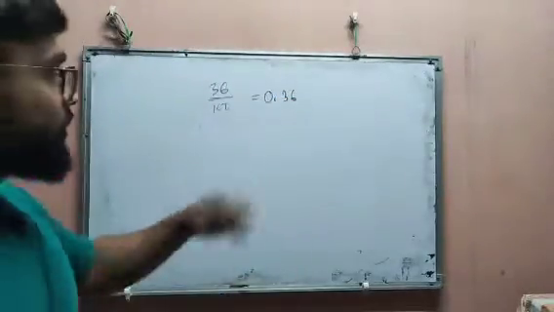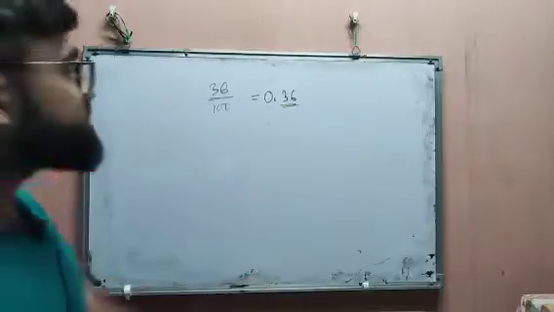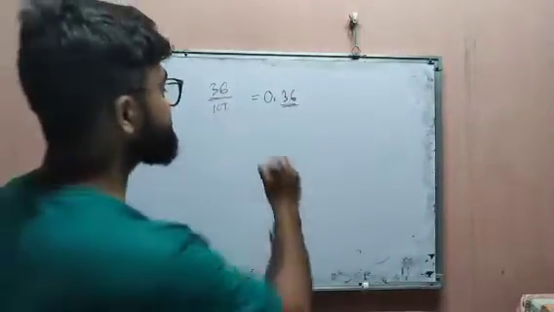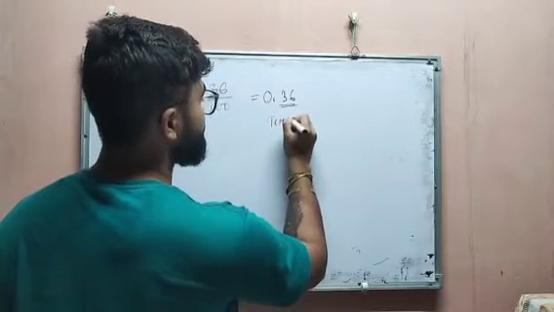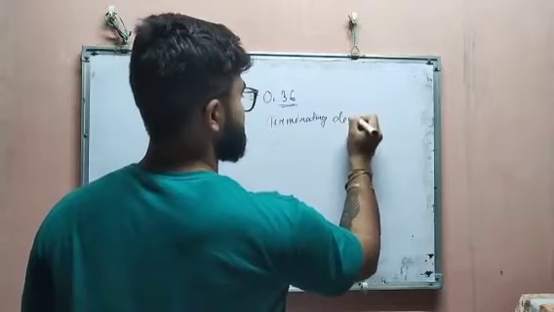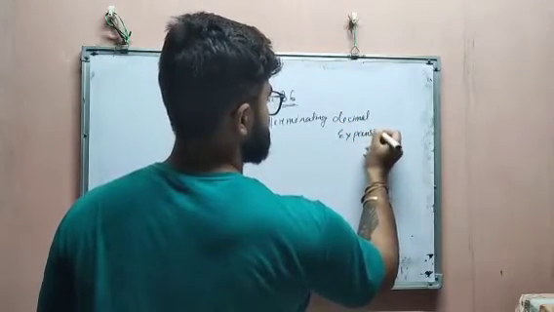So the point, after the point two digits are there, and then it ends. So this is a decimal expansion I have written, and what type of decimal expansion is this? Terminating decimal expansion. This will be our answer. This is a terminating decimal expansion.